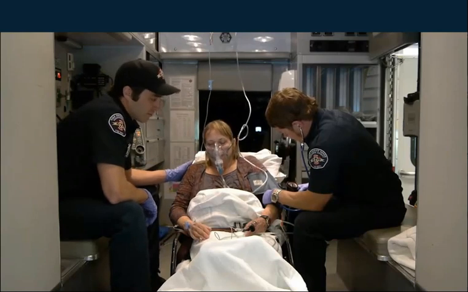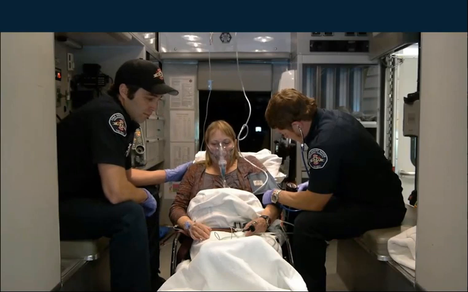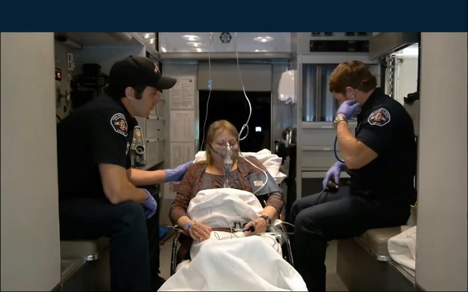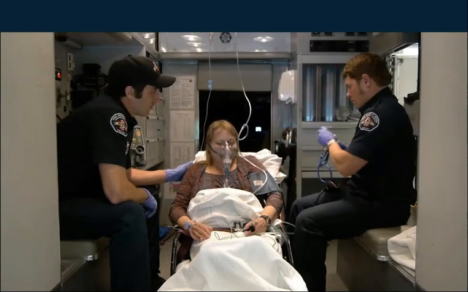By using capnography more often, EMS responders can gain proficiency in its use and help to provide the best patient care possible.